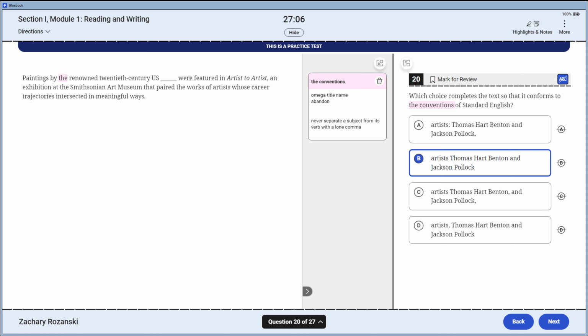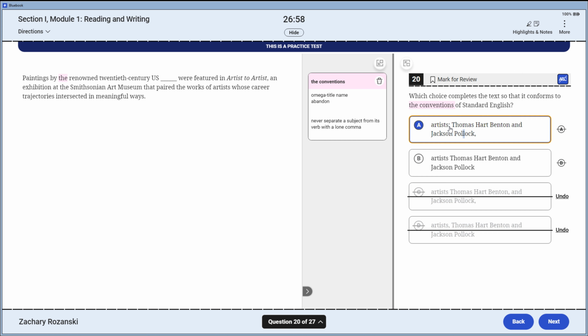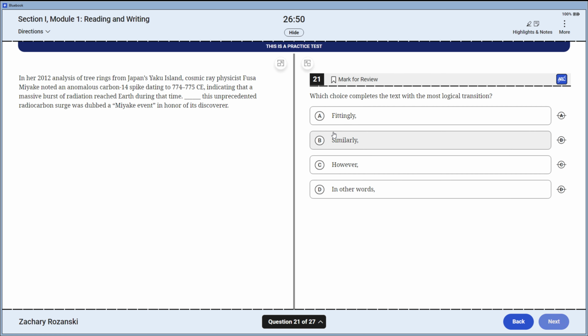As I start to investigate, this comma right here is separating the verb from the paintings, and that's unacceptable. This is doing the exact same thing in a different spot. These two fall. Then we were just interacting with the colon. A requirement to use a colon is a complete sentence to the left. We've got no complete sentence to the left. This falls. B is my choice. Pick it and move on.